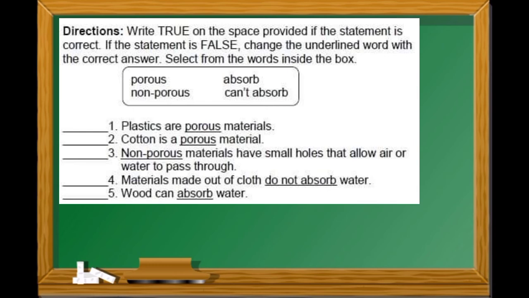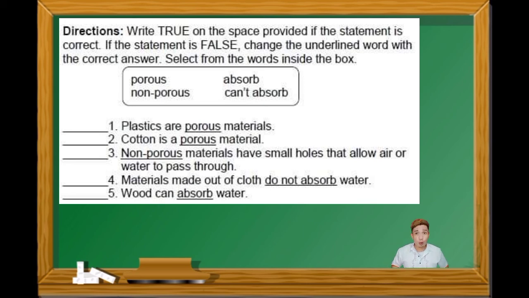This activity is designed to process what you have learned from this lesson. Write true on the space provided if the statement is correct. If the statement is false, change the underlined word with the correct answer. Select from the words inside the box. Write your answer in your activity sheet.